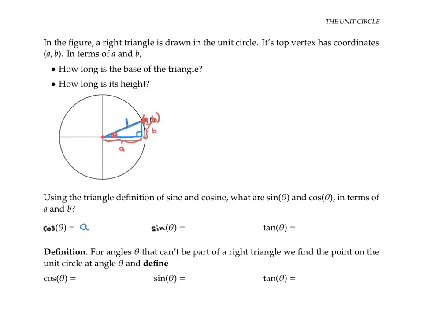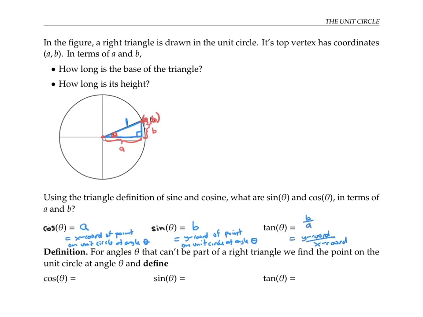Notice that A also represents the x-coordinate of this point on the unit circle at angle theta from the x-axis. I'll write that down. For sine of theta, if I use the right triangle definition, that's opposite over hypotenuse, so B over 1, which is just B. But B also represents the y-coordinate of this point on the unit circle at angle theta. For tangent theta, if we use the right triangle definition, it's opposite over adjacent, that's B over A. I can think of that as the y-coordinate of the point over the x-coordinate of the point.